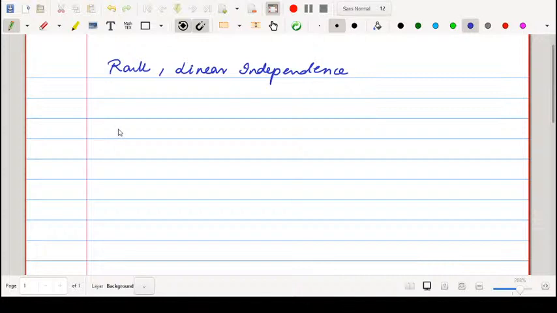Okay, so here's the idea. The idea is as follows. We talked about the rank, and I said the rank is the number of pivot variables. So when you do Gaussian elimination and you get some pivot variables, then the number of those pivot variables is the rank of that matrix.